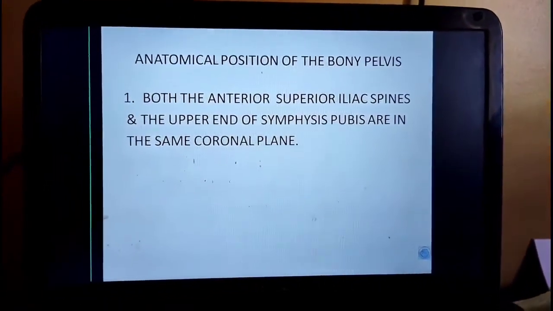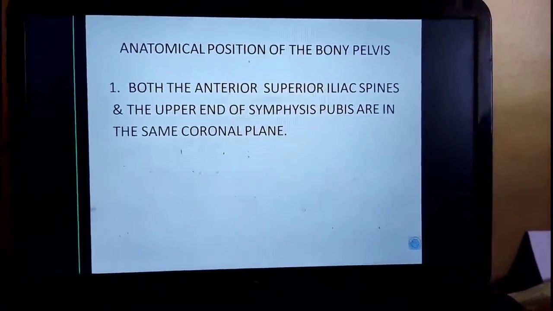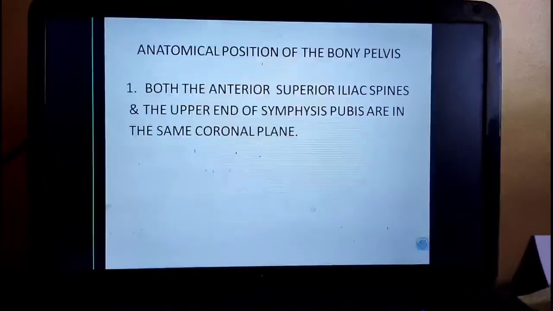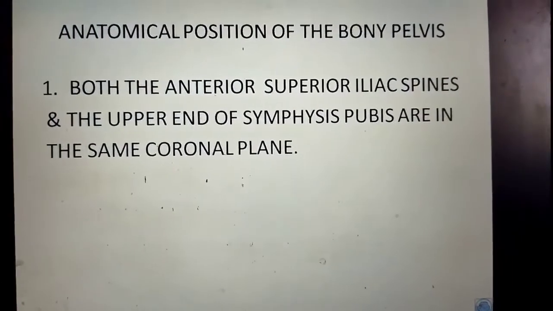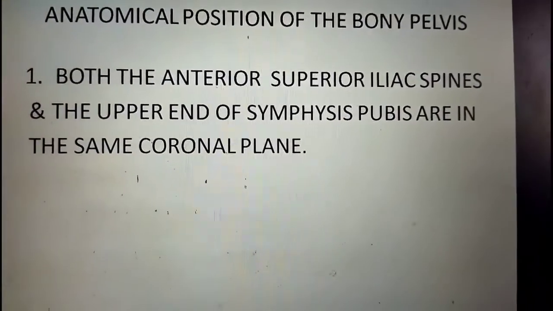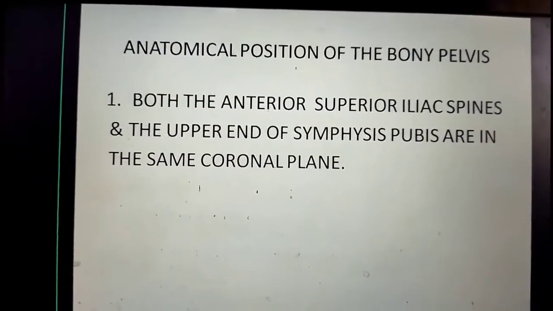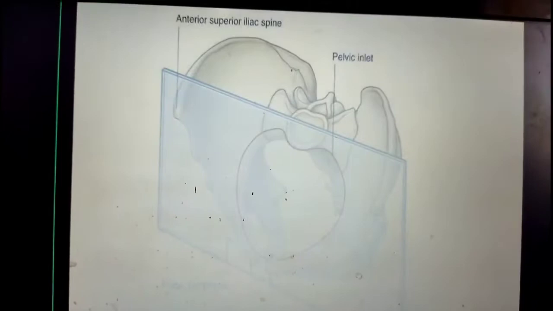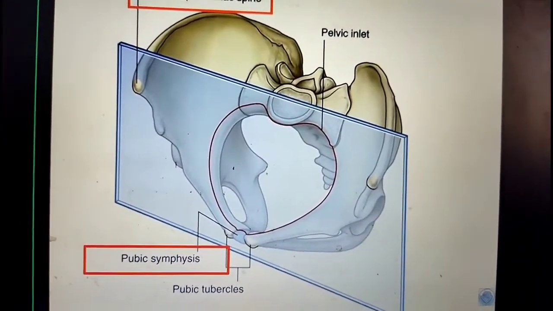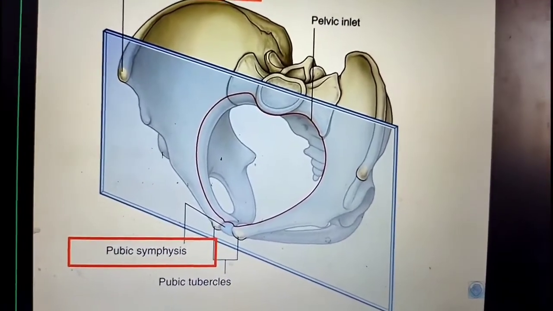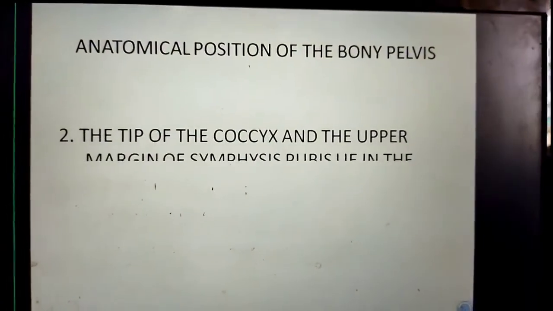Now, how do you hold the bony pelvis in anatomical position? It is actually tilted forwards so that both the anterior superior iliac spines and the upper end of the symphysis pubis are in the same coronal plane. Here you can see the anterior superior iliac spines and the pubic tubercles and the upper margin of the symphysis pubis, and they are in the same coronal plane.